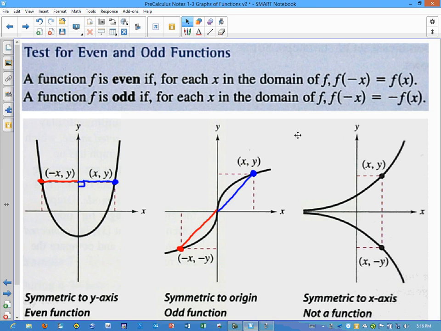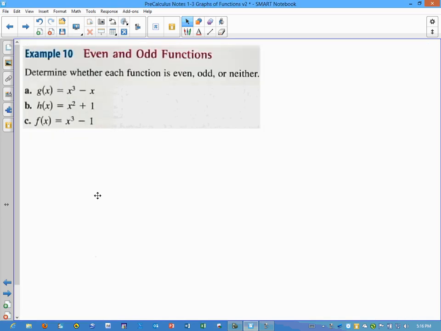Alright, so that would be a geometric way to find if it's even, odd, or neither. Now let's look at an algebraic way. And we're going to take these three cases here. So when finding algebraically whether something has symmetry with respect to the y-axis or neither, or whether it's an even, odd, or neither function, our first step is to replace x with negative x. And then we are going to simplify.